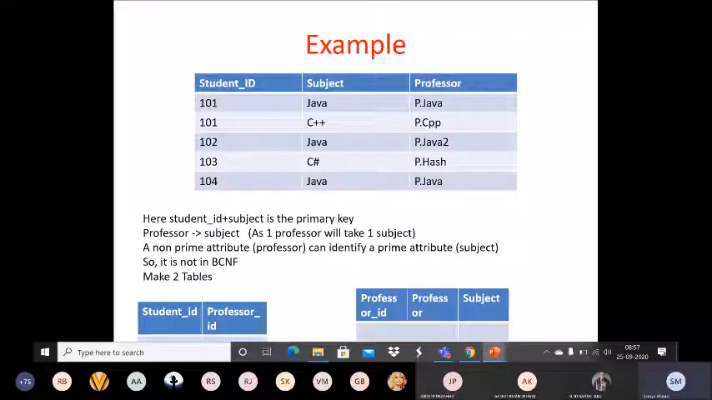So here we will incorporate one attribute, that is professor ID. Student ID and professor ID will be given in the first table, and in the second, professor ID, professor and subject will also be given. Now think: student ID 101 and professor ID 105. So you can understand that 105 is Professor Java, not Professor Java 2. So you can identify, and you can get back this table basically if you want.